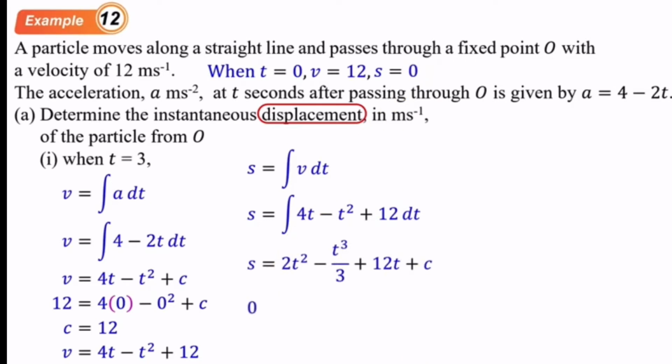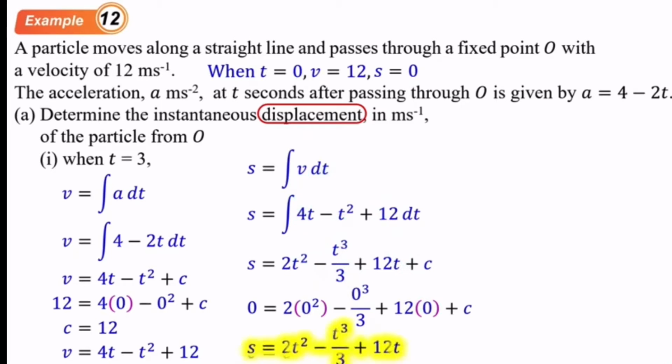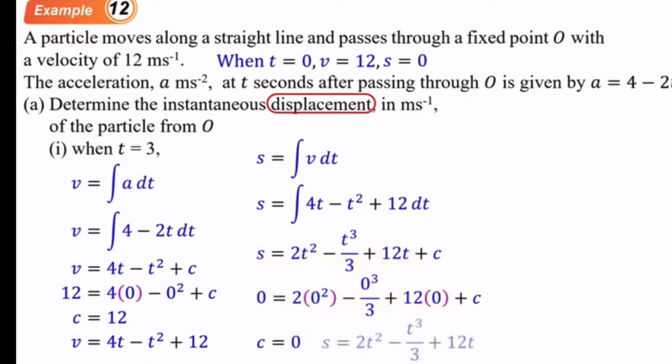plus c. And then because the particle passes through the fixed point O, meaning that t equals 0, we need to substitute into the displacement to get the c when t equals 0. So we found that c is equal to 0, right? We have to be very sure that c is 0. Make sure the particle starts from the fixed point, then c will be 0. Then after that, we will rewrite the displacement in terms of t.